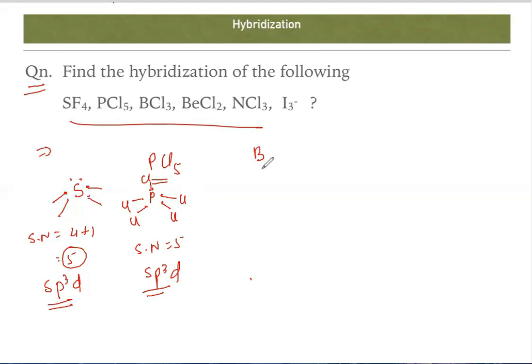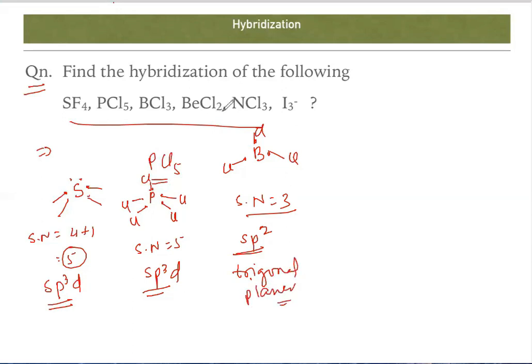BCl3, boron. Boron, how many electrons? 1, 2 and 3. So obviously there are no lone pairs. Lone pair 0. Steric number is 3. Hybridization sp2. Can you tell me the geometry of this one? The geometry is trigonal planar. BeCl2, beryllium dichloride. Beryllium has 2 electrons in its outermost shell. So 1, 2. Steric number is 2. Hybridization is sp. Linear.